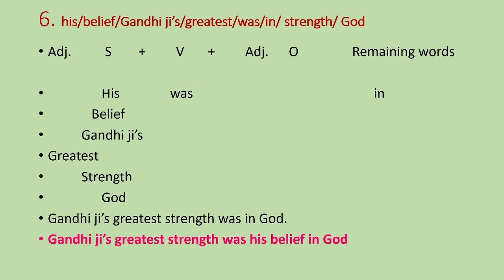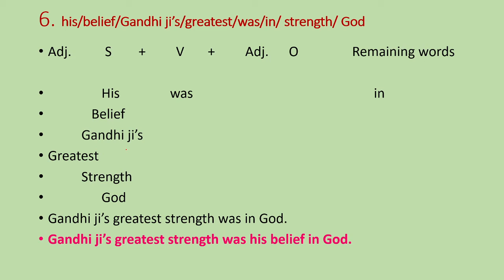Now here, "his", so we can write this under subject. "Belief" is also noun. "Gandhiji" is noun. "Greatest" is adjective, so it will go under adjective. "Was" under verb. "In" under remaining words. "Strength" is a noun under subject. "God" is also noun under subject. So we have all the words actually here concentrated on this left hand side.